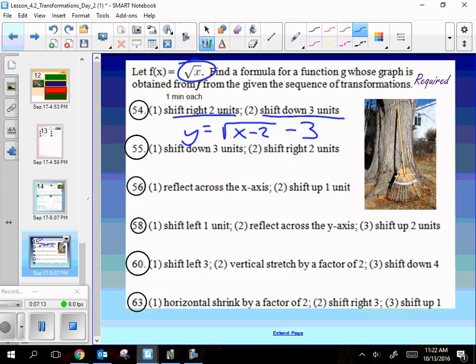There's another way you could have done it, which is to say g of x is my new function, and it's the old function. Notice me throwing an f in front of that. That's another alternate way you could have written it.